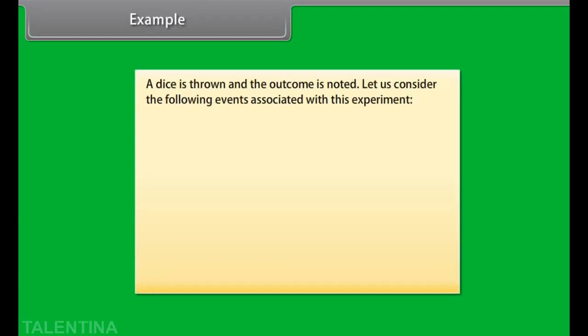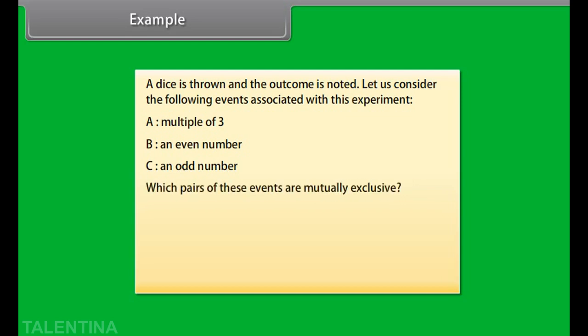Example. A dice is thrown and the outcome is noted. Let us consider the following events associated with this experiment. A: multiple of 3. B: an even number. C: an odd number. Which pairs of these events are mutually exclusive?